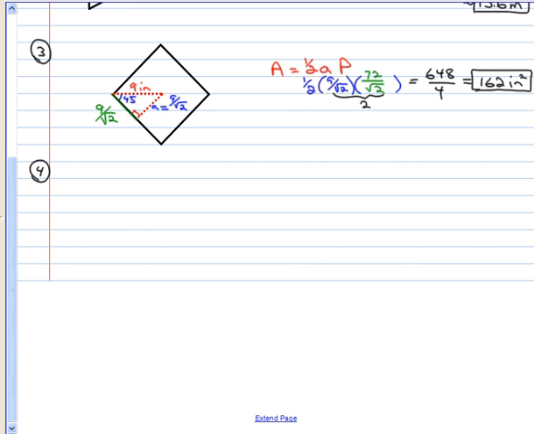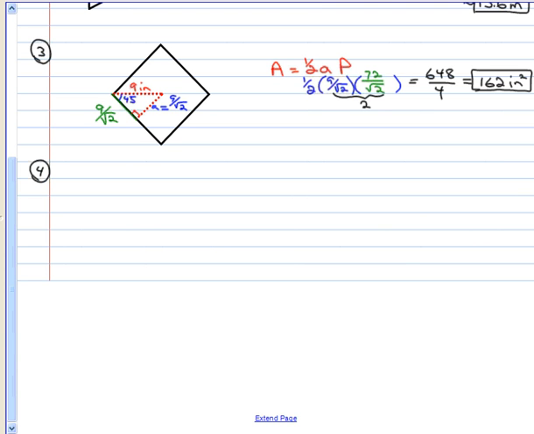Number 4, Kenton's job is to cover the community pool during the fall and winter. Since the pool is in the shape of an octagon, he needs to find the area in order to have a custom cover made. If the pool is the dimension shown at the right, what is the area of that pool?